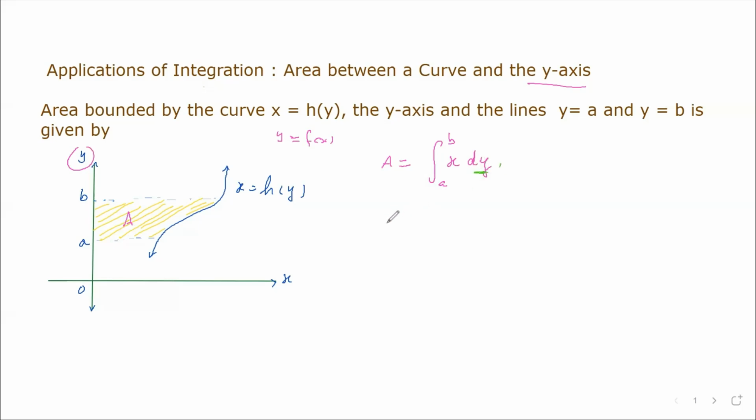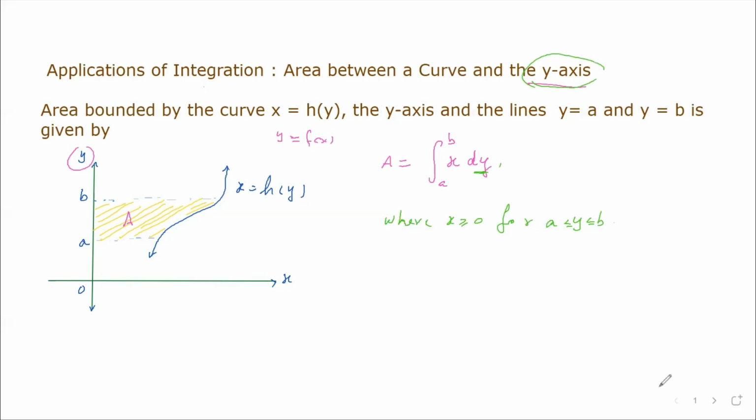So this can have a restriction, where x is greater than or equal to 0, for any y less than or equal to b and greater than or equal to a. There's a boundary from a to b. That's the definition of the area between a curve and the y-axis, happening on the y-axis. Okay, now there's the definition when finding the area between a curve and the y-axis.